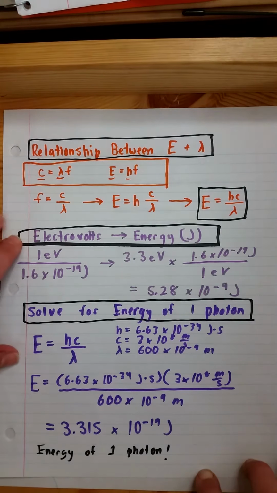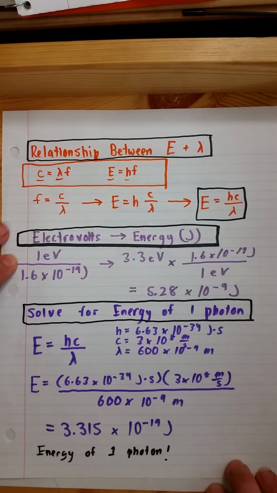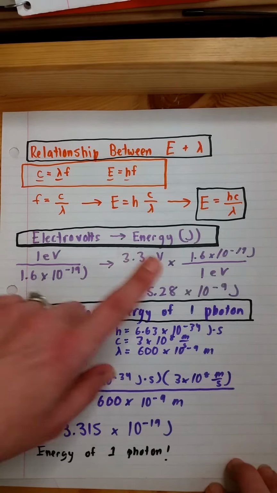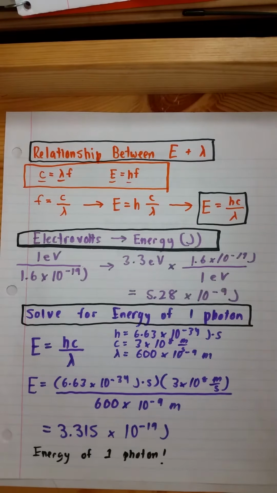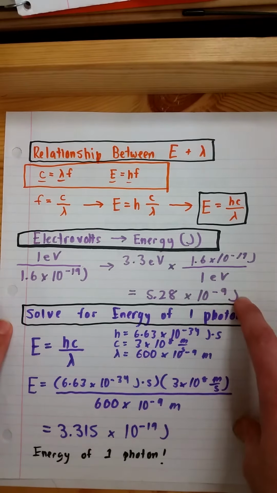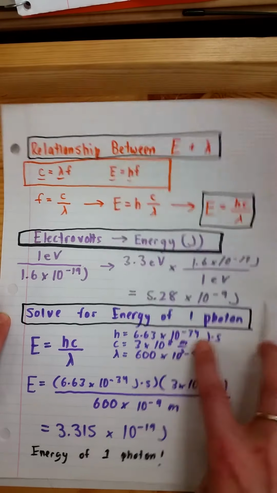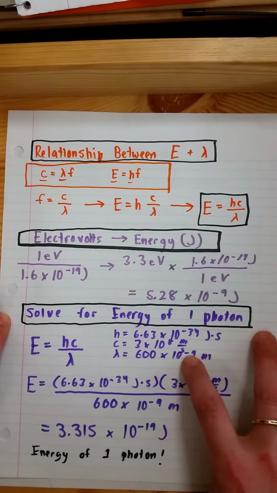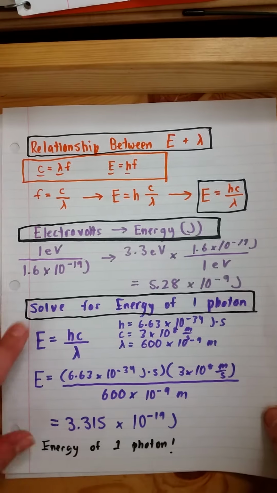Now we were given electron volts, and we need to convert that to an energy unit that we can use, which is joules. We have the relationship that 1 electron volt equals 1.6 times 10 to the negative 19th joules. So we take the electron volts that we were given and multiply by 1.6 times 10 to the negative 19th joules, and we end up with 5.28 times 10 to the negative 19 joules. Now that we have all the information we need, Planck's constant, the speed of light, and the wavelength, we can find energy. Right now we're going to solve for the energy of just one photon.